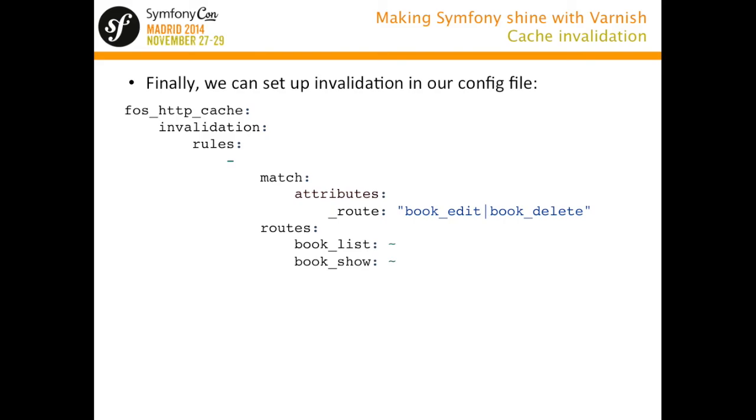One of the nicest things about this is that it's really intelligent. So, for example, there's a parameter with book edit, and you send an ID for the book. Then it's going to send the same ID for book show. So it's not only going to invalidate the same book that you have deleted or edited.